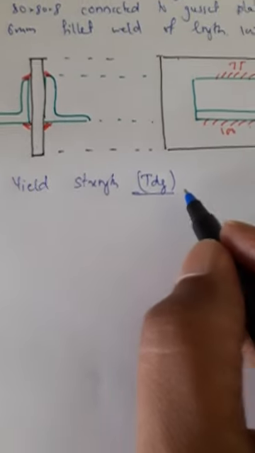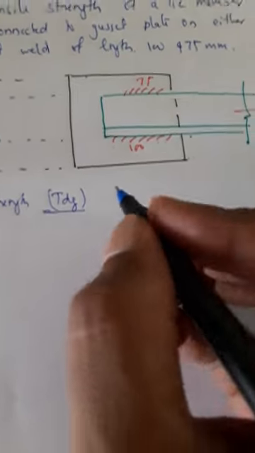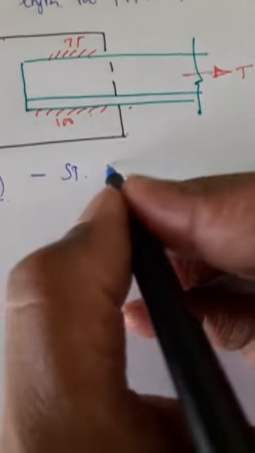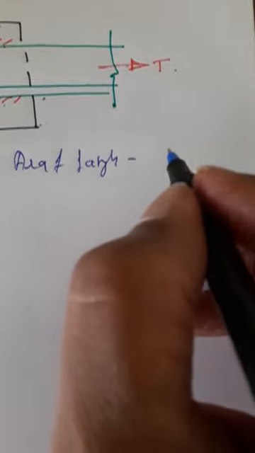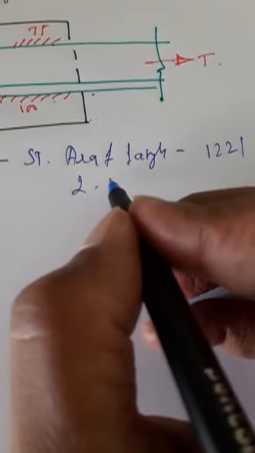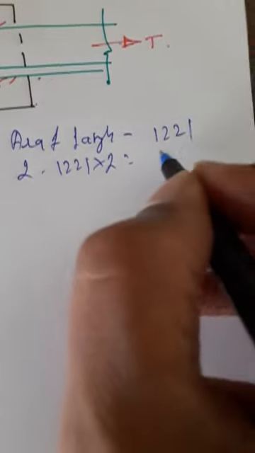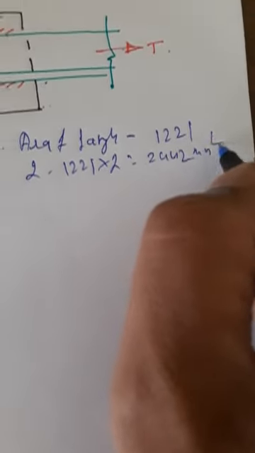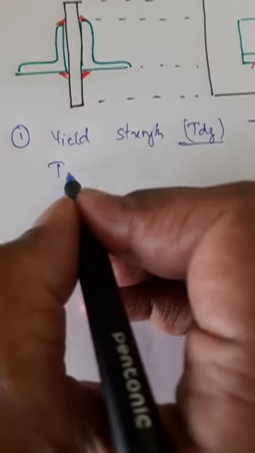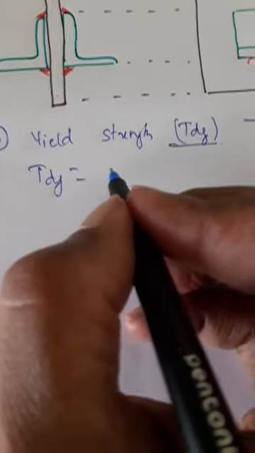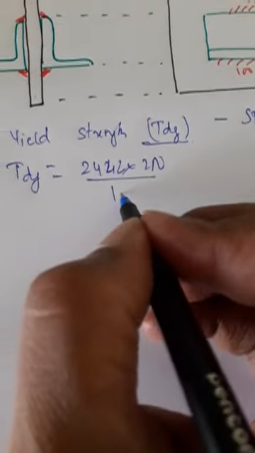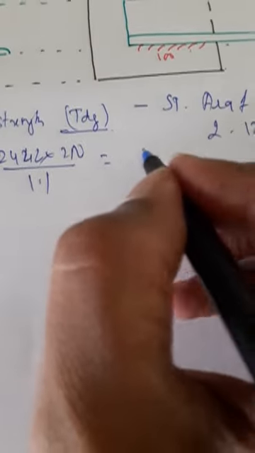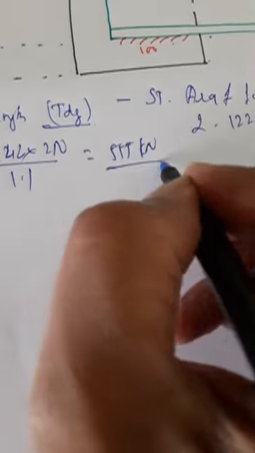So first strength is yield strength of the angles. So from steel table, area of one angle of 80 by 80 by 8 is given as 1221. Now for two angles, I have the area 1221 into 2, 2442 mm square. Now substitute the values, get the value of Tdg. Tdg is equal to Ag into Fy by gamma m0. Ag is 2442, Fy is 250, gamma m0 is 1.1. So you have the answer 555 kilonewtons.